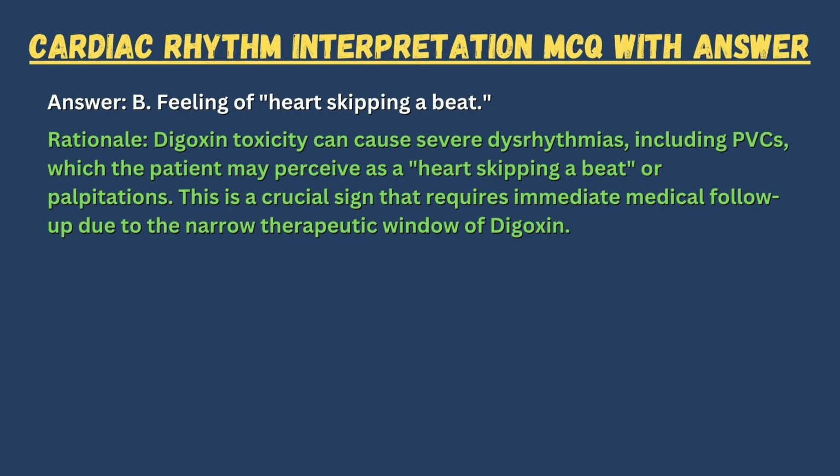Rationale. Digoxin toxicity can cause severe dysrhythmias, including PVCs, which the patient may perceive as a heart skipping a beat or palpitations. This is a crucial sign that requires immediate medical follow-up due to the narrow therapeutic window of digoxin.